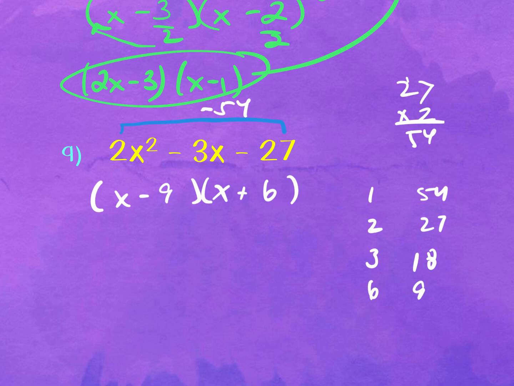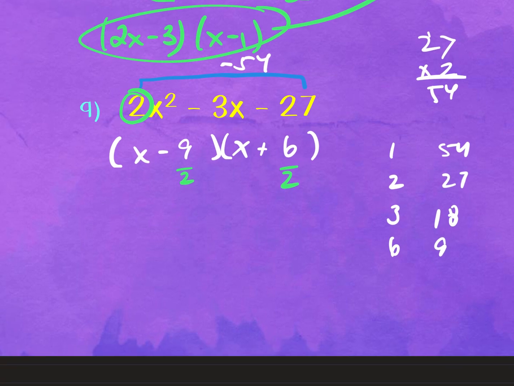Since my A term is not 1, I'm going to put the 2 underneath and divide out pretty. Sometimes neither of them divide out pretty. You just have to simplify, which is fine. But does 9 divide by 2? Nope, not nice and pretty. So I'm going to come out here and I'm going to say there is my coefficient, 2x minus 9. Does 6 divide by 2? Yeah, what's 6 divided by 2? There you go.